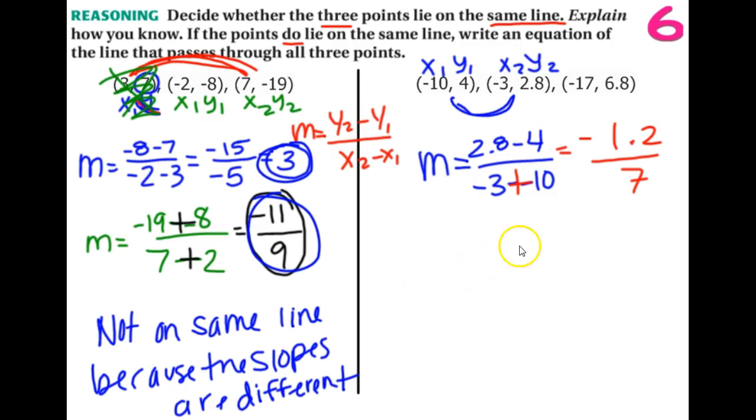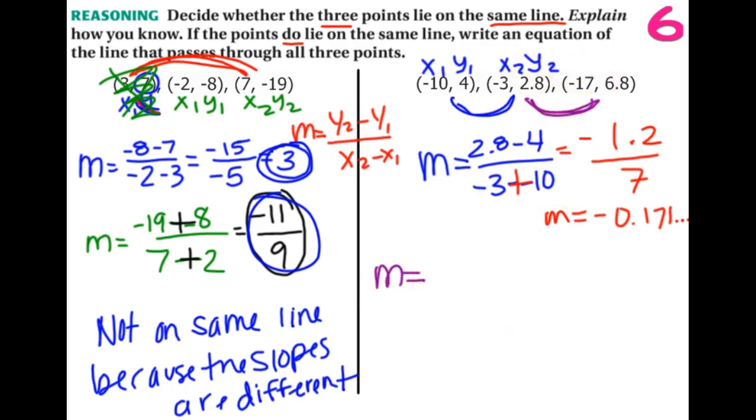And it's going to give me a weird decimal. It's about negative 0.171. It goes on and on, but I'm going to stop there because we want our next slope to be the same as this. If not, they're going to be different slopes, and they're not going to be on the same line. So let's look at these two.